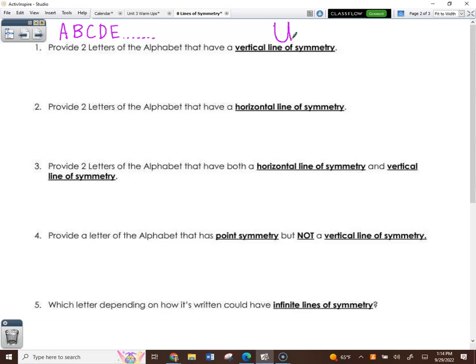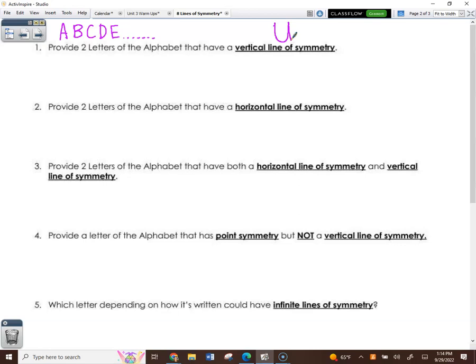All right. W. X. Yep. Y. Yes. Z. No, not Z. We fold Z. Z can fold like this, not like this. Can you fold Z? No. Visualize. Draw Z, then you'll see it.